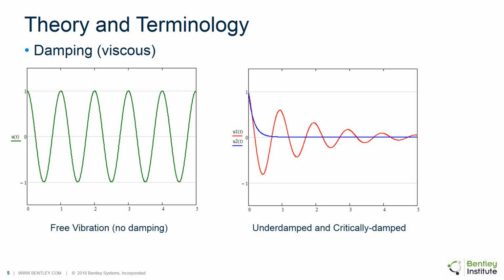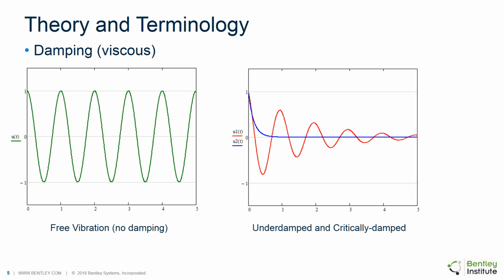The next term I'll introduce is damping. Damping is an energy absorbing mechanism that dissipates vibration. If we look at the curve on the left hand side, that's what we call free vibration, which means there is no damping. Basically this will continue to vibrate and oscillate without any loss in amplitude. Whereas if damping is applied, we get some energy dissipation that causes a degradation of the amplitude.